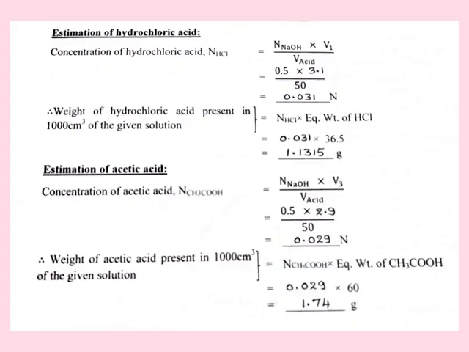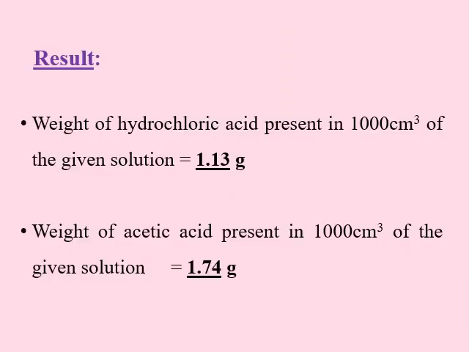Weight of each acid can be determined by calculating the strengths of acid, followed by multiplying the strength with its equivalent weight. In this experiment, it is found that weight of hydrochloric acid present in 1000 cm cube of given solution is 1.13 grams and weight of acetic acid is 1.74 grams.